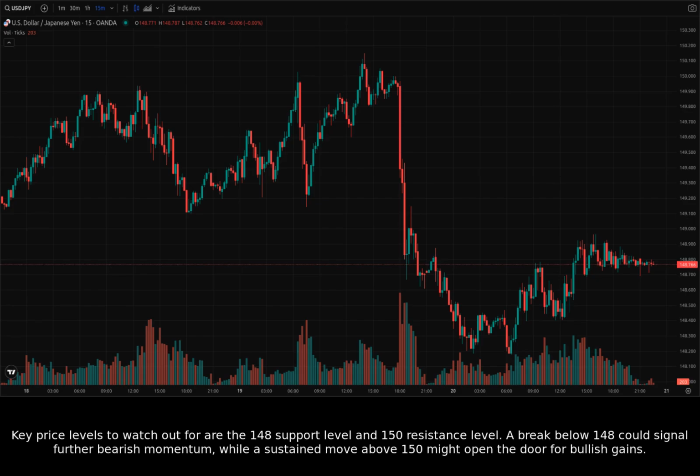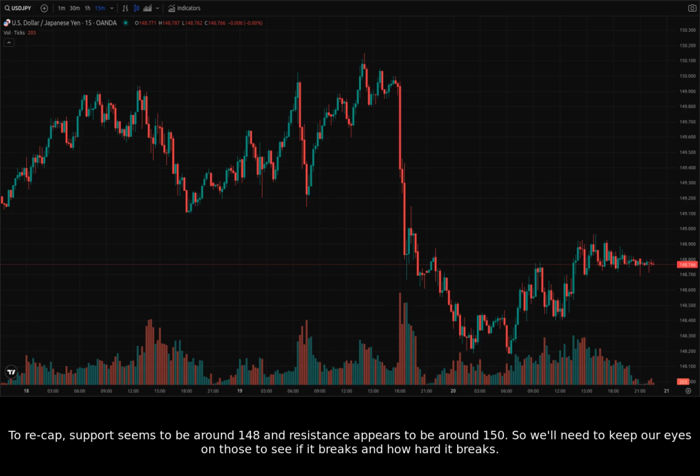Key price levels to watch out for are the 148 support level and 150 resistance level. A break below 148 could signal further bearish momentum, while a sustained move above 150 might open the door for bullish gains. To recap, support seems to be around 148 and resistance appears to be around 150. So we'll need to keep our eyes on those to see if it breaks and how hard it breaks.